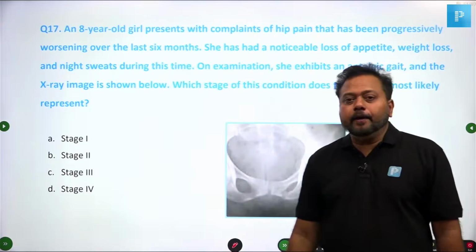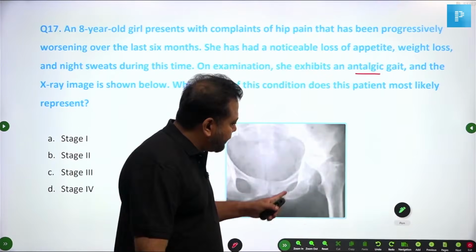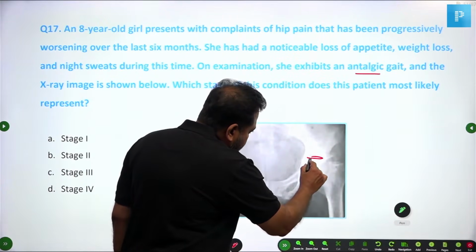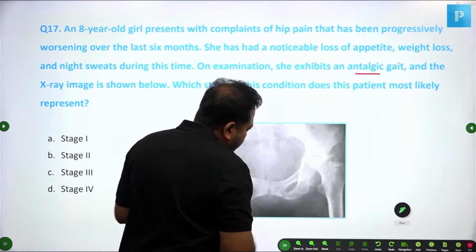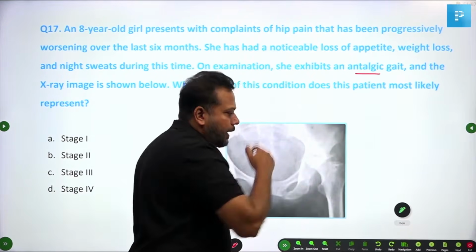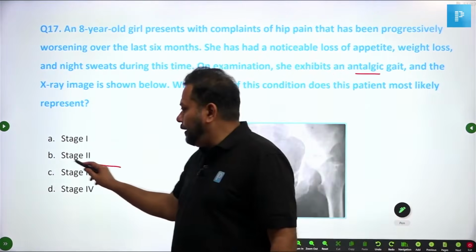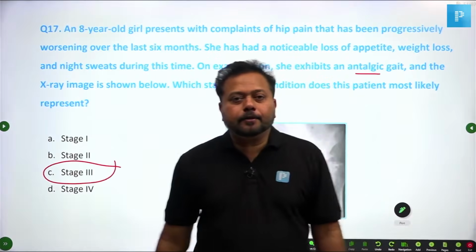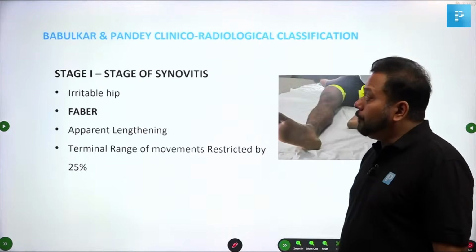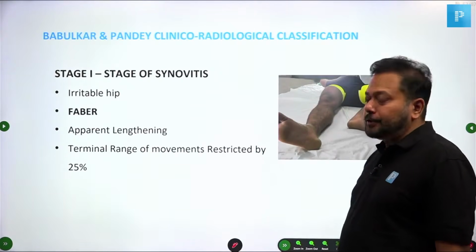So this we all had seen. Just see this X-ray. Here totally the head is damaged and arthritis has developed. The joint space is narrowed. So this should be a case of stage 3. Stage 3 is the stage of late arthritis. So we all know this Bobulkar and Ponde's clinico-radiological classification.